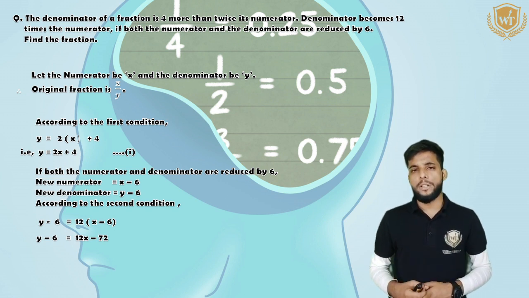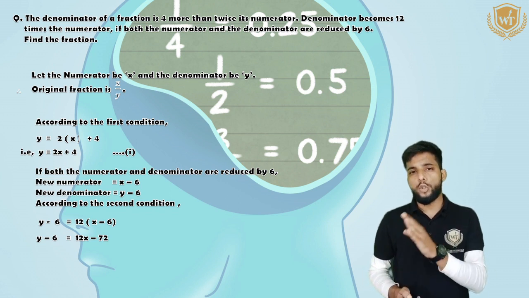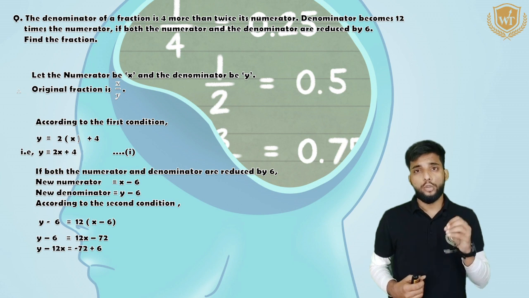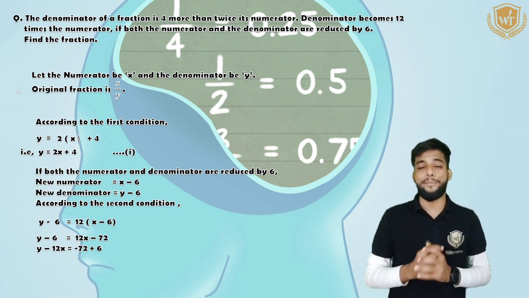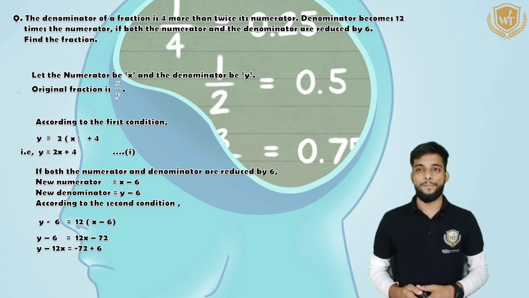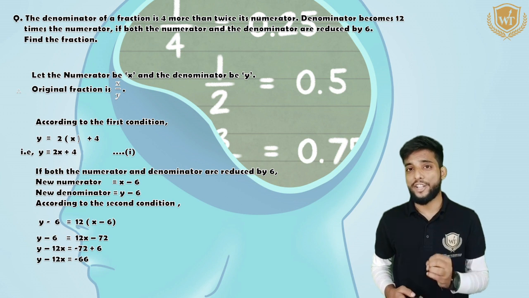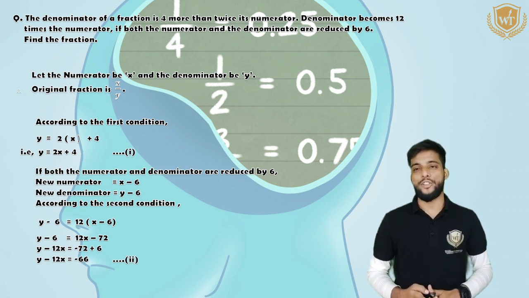Let us transpose and keep the variables on one side and the constant terms on one. So 12x को left में transpose कर दिया. So we'll have y minus 12x and minus 6 को right hand side transpose कर दिया. So we'll have minus 72 plus 6. So the equation becomes y minus 12x equals to minus 66. Number this as equation number 2.